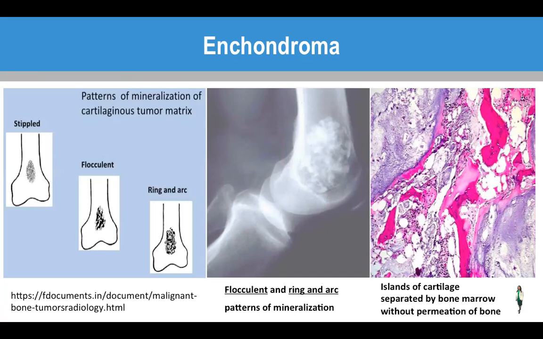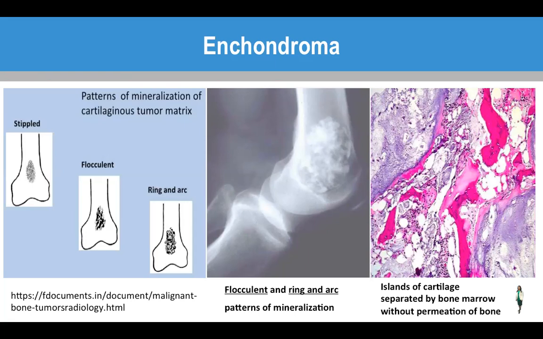So how does that correlate with the histology? Here is the benign cartilage. The arc is the bone that is being pushed on. And over here, it's the normal marrow spaces. And here, there are some other lobulated islands of cartilage. And in enchondroma, there is no permeation of bone. When the permeation happens, that is chondrosarcoma.